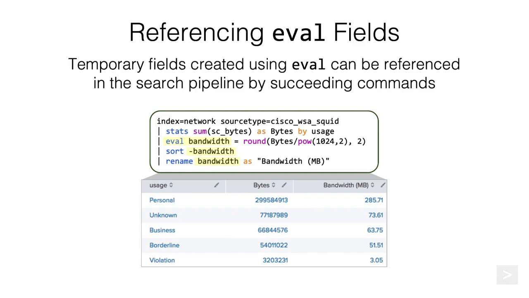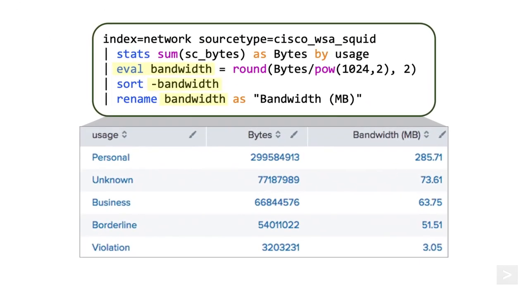Now, if we create temporary fields using eval, such as the bandwidth field, those can be referenced in the search pipeline by any commands following that. We can sort the values in descending order, for example, and rename them. They will be treated just like any other field.